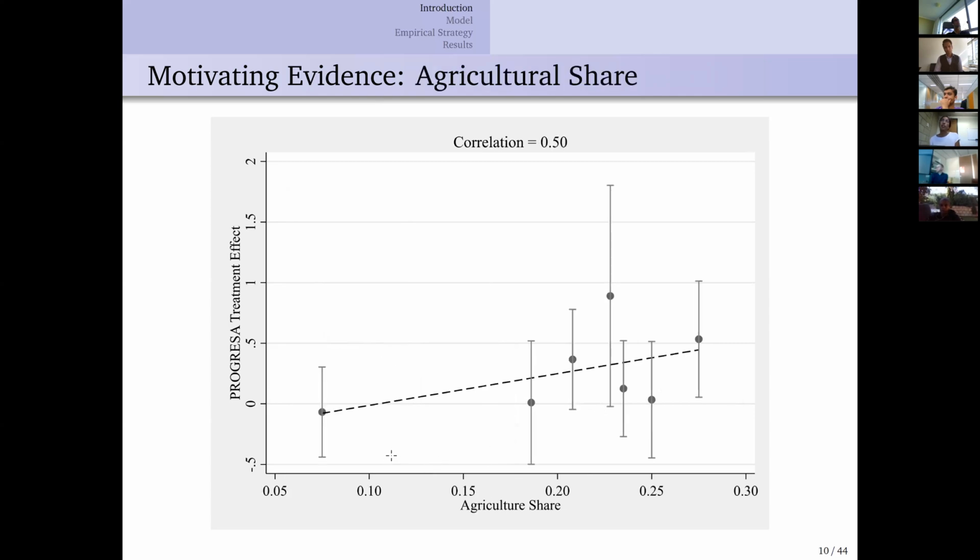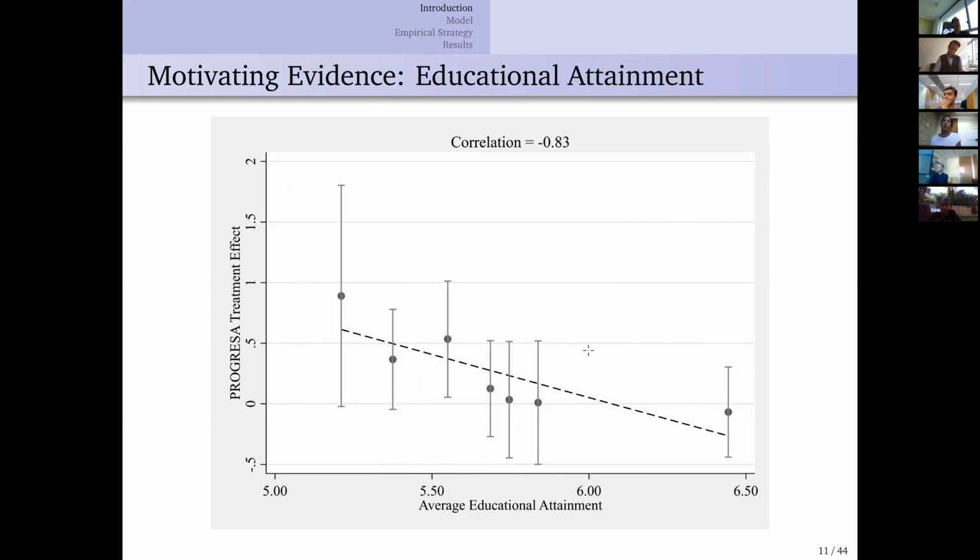You can look at agricultural shares. Again, similar story. There is a relationship, somewhat weaker. But one thing for which there's a strong relationship as well, slightly weaker than the manufacturing share one, but definitely pretty tight as well, is educational attainment. So here you're seeing state level educational attainment, and we see larger PROGRESA treatment effects among places with lower educational attainment on average. And this makes a lot of sense.